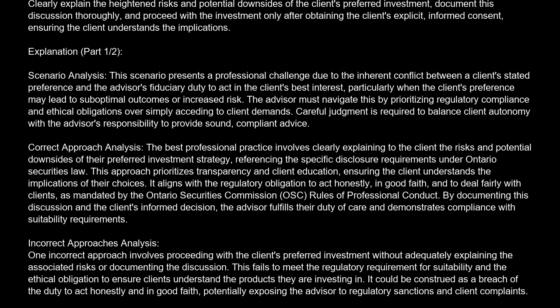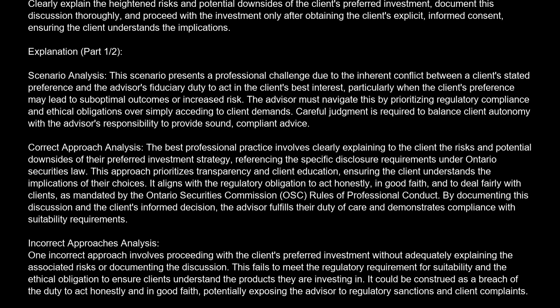Correct approach analysis. The best professional practice involves clearly explaining to the client the risks and potential downsides of their preferred investment strategy, referencing the specific disclosure requirements under Ontario securities law. This approach prioritizes transparency and client education, ensuring the client understands the implications of their choices. It aligns with the regulatory obligation to act honestly, in good faith, and to deal fairly with clients, as mandated by the Ontario Securities Commission OSC Rules of Professional Conduct.